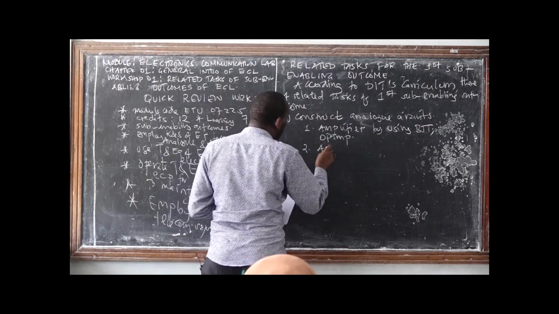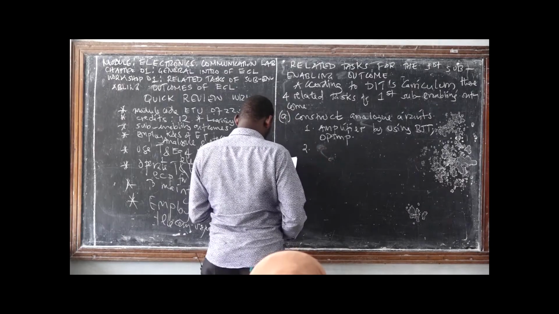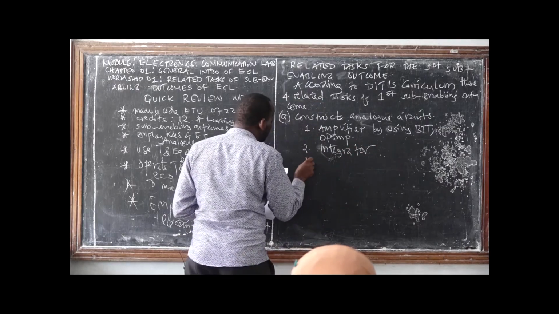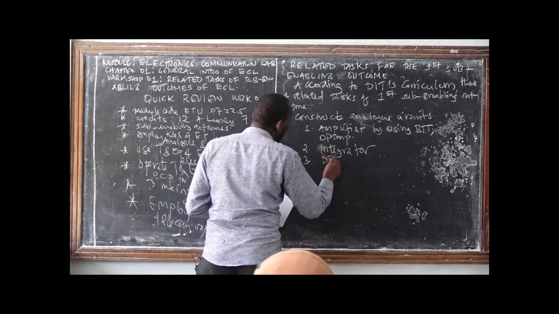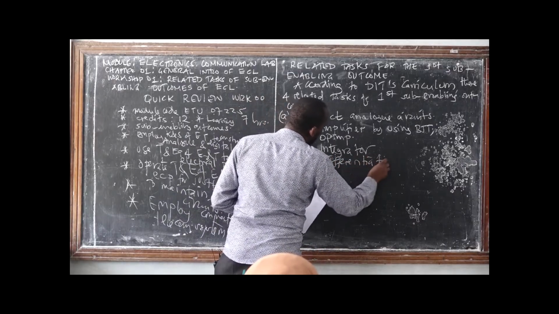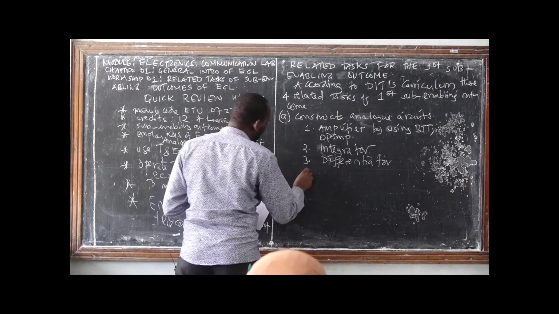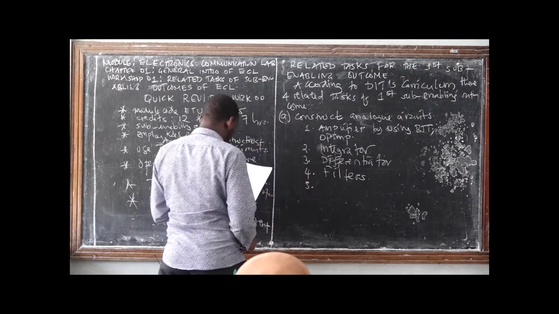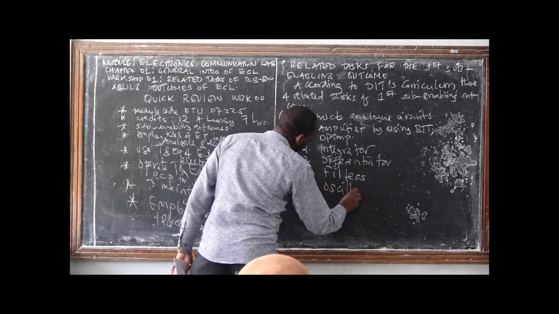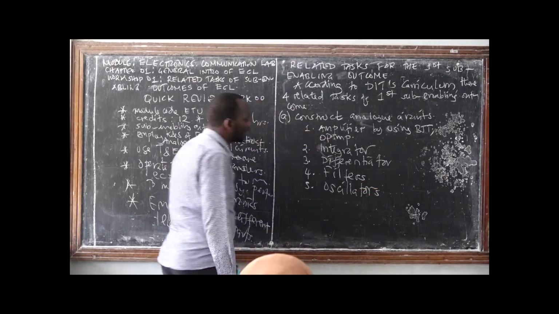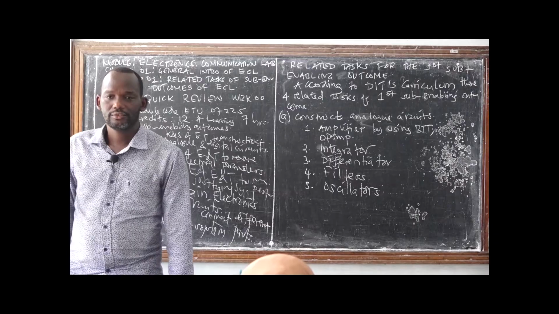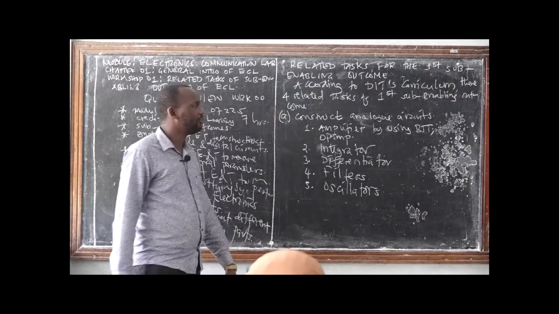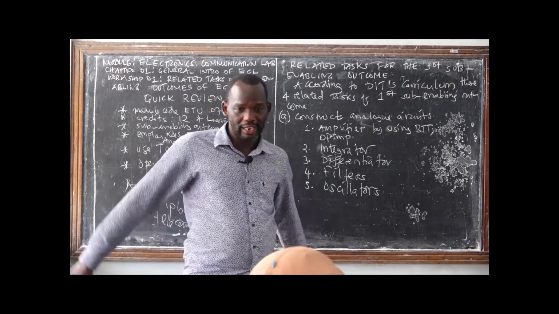A student should be able to construct an analog circuit that we call the integrator. A student should be able to construct an analog circuit called the differentiator. A student should be able to construct an analog circuit that we call electronic filters. A student should be able to construct analog circuits that we call oscillators. So a student should be able to construct all of these 5 analog circuits or some of them.